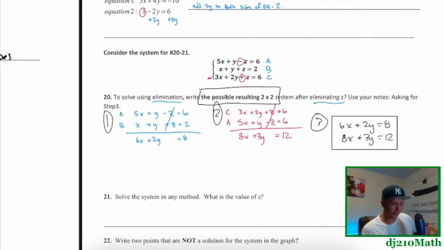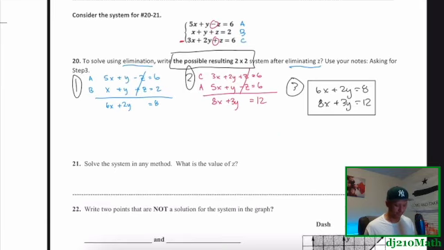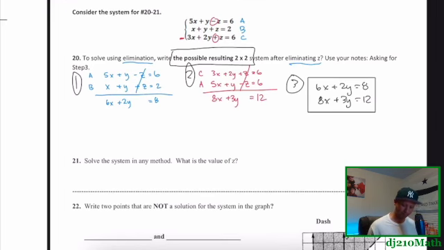All right, now it says solve the system in any method. What is the value of z? Okay, so if you were to finish this by hand, step 3, we would complete step 3 and eliminate a variable. In step 4, we would take that variable, plug it back in, figure out the other variable. So now we have x and y, right? Because at the end of this, I should know both of these variables. And in step 5, we would figure out z.